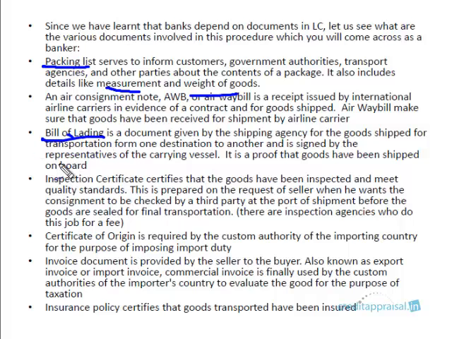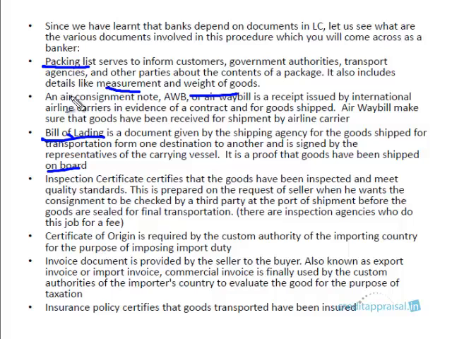There is something called bill of lading. This is for ships, in case of water transport. The shipping agency gives this document. It is proof that goods have been shipped on board. Whether the voyage has happened or not is a different issue; the goods have been placed on board the ship. This is something the shipping company gives to the seller.